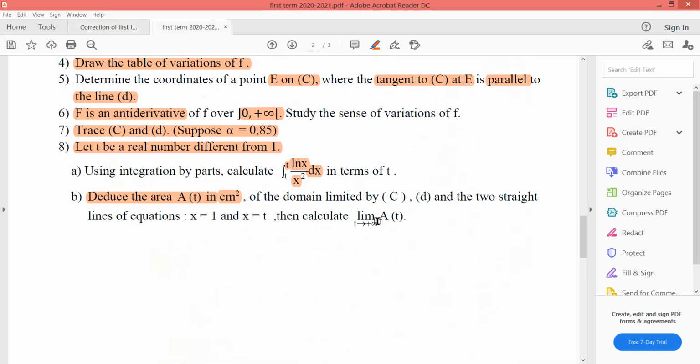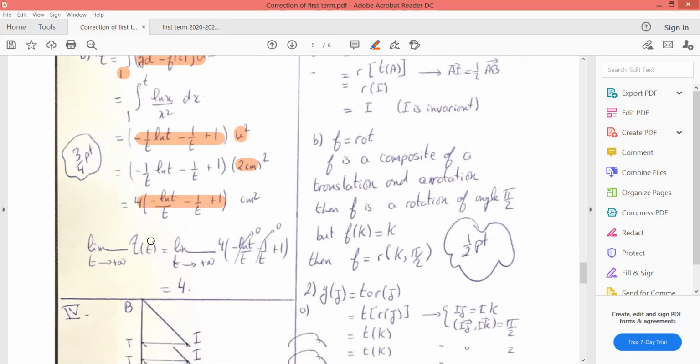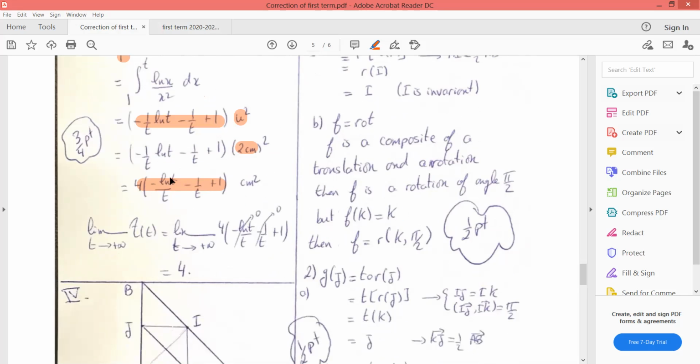And finally, calculate the limit as t tends to plus infinity of A(t). It is minus ln t over t, which is 0, minus 1 over infinity, which is 0, so we get 4 centimeters square. Okay, this is all about this important exercise.